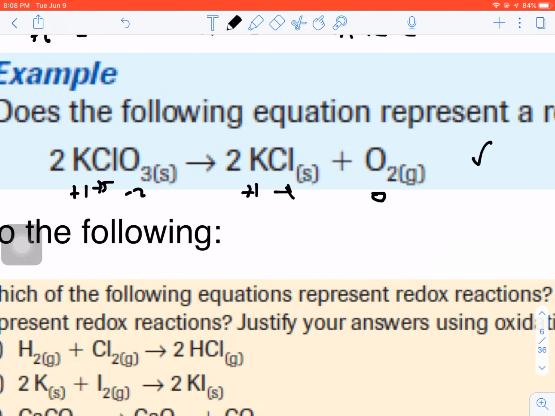So notice that the chlorine is changing its oxidation number, and the oxygen is changing its oxidation number. Right? The oxygen is actually LEO, it's losing electrons, and the chlorine is GER, it's gaining electrons.